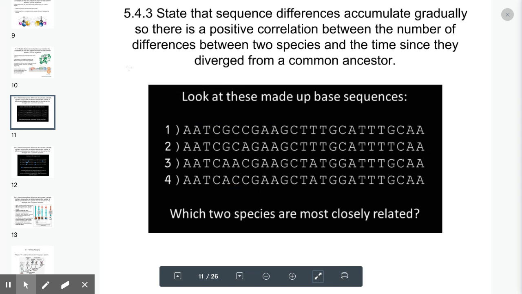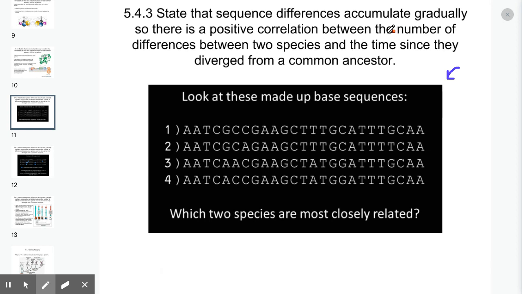In 5.4.3, they want us to be able to state and also, to be honest, apply. I sometimes see a question like this on the IB exam where they're asking you to apply this to find out ancestry. So this is asking us to state that sequence differences accumulate. They change over time slowly. So that allows us to identify who is more closely related to who.